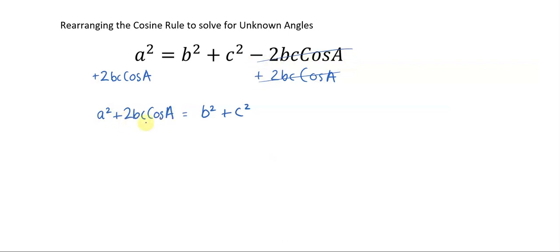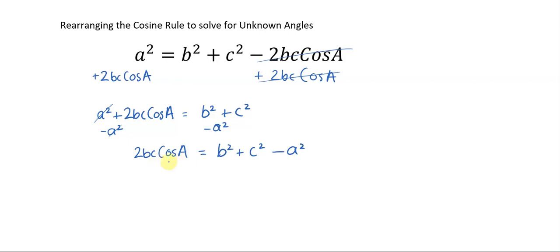We just want the cos A term by itself. So let's remove the a squared term from this side by minusing a squared from both sides. On the left-hand side, the positive a squared and the minus a squared will cancel each other. And we'll have 2bc cos A equal to b squared plus c squared minus a squared.